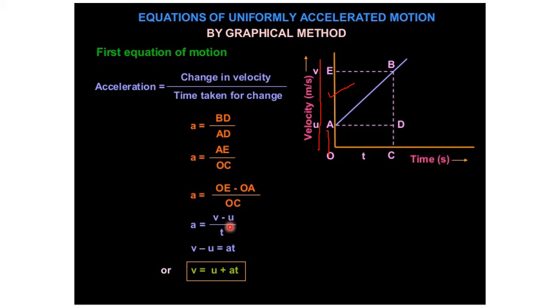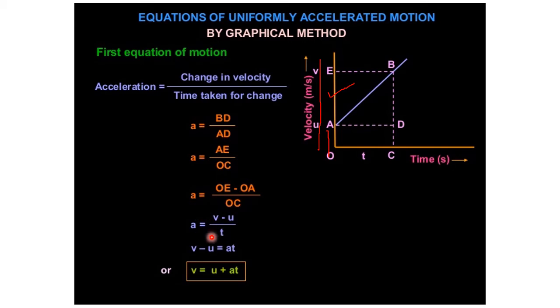So V minus U divided by, instead of OC, what is the value of OC? It is T. So V minus U divided by T. They have mentioned this equation. Once you take the value of V, if you take this out, what will happen? First of all, we need the equation for V. So what they have done is the crisscross multiplication.